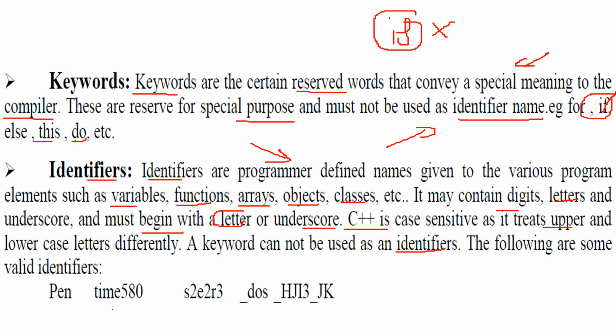So there are certain valid identifiers which I can discuss, like this PEN, time, 580. All these are valid because they are starting from the underscore. They are using alphanumeric characters, but they are not starting from a number. They should not start from a number. This is the only rule which needs to be understood.